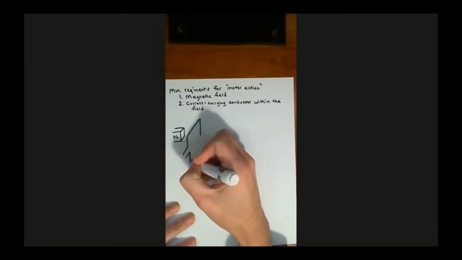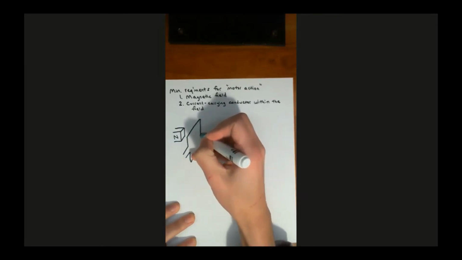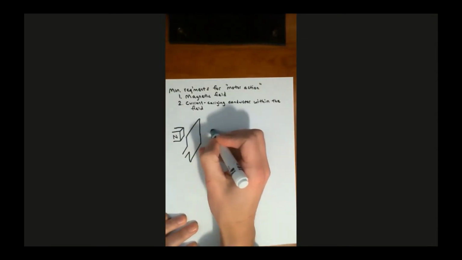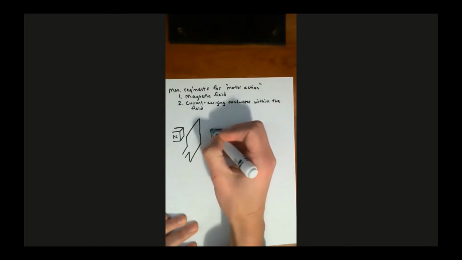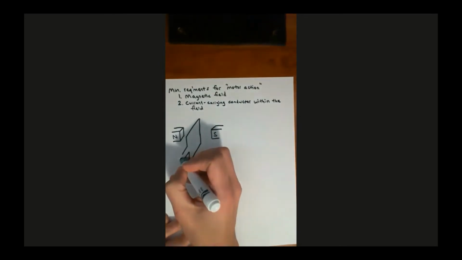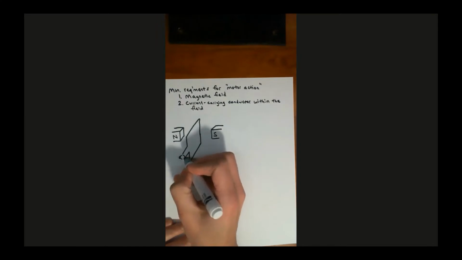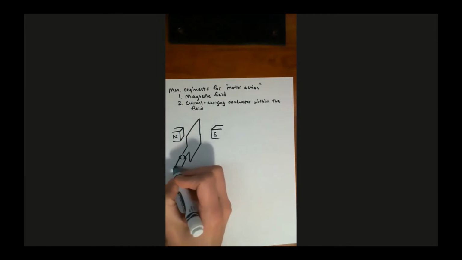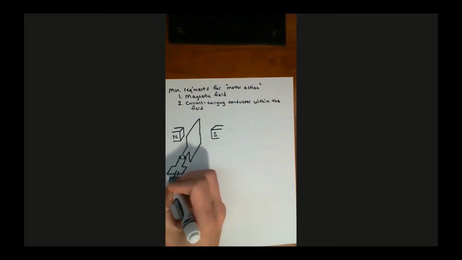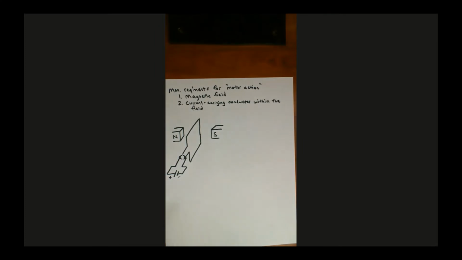Not totally sure how this is going to turn out, which is why I described what I was trying to draw before I actually drew it. And then let's say I've got a split ring commutator right here, and my brushes are right here, and I'm trying to apply a voltage to it still. All right, so there's going to be some problems with this.